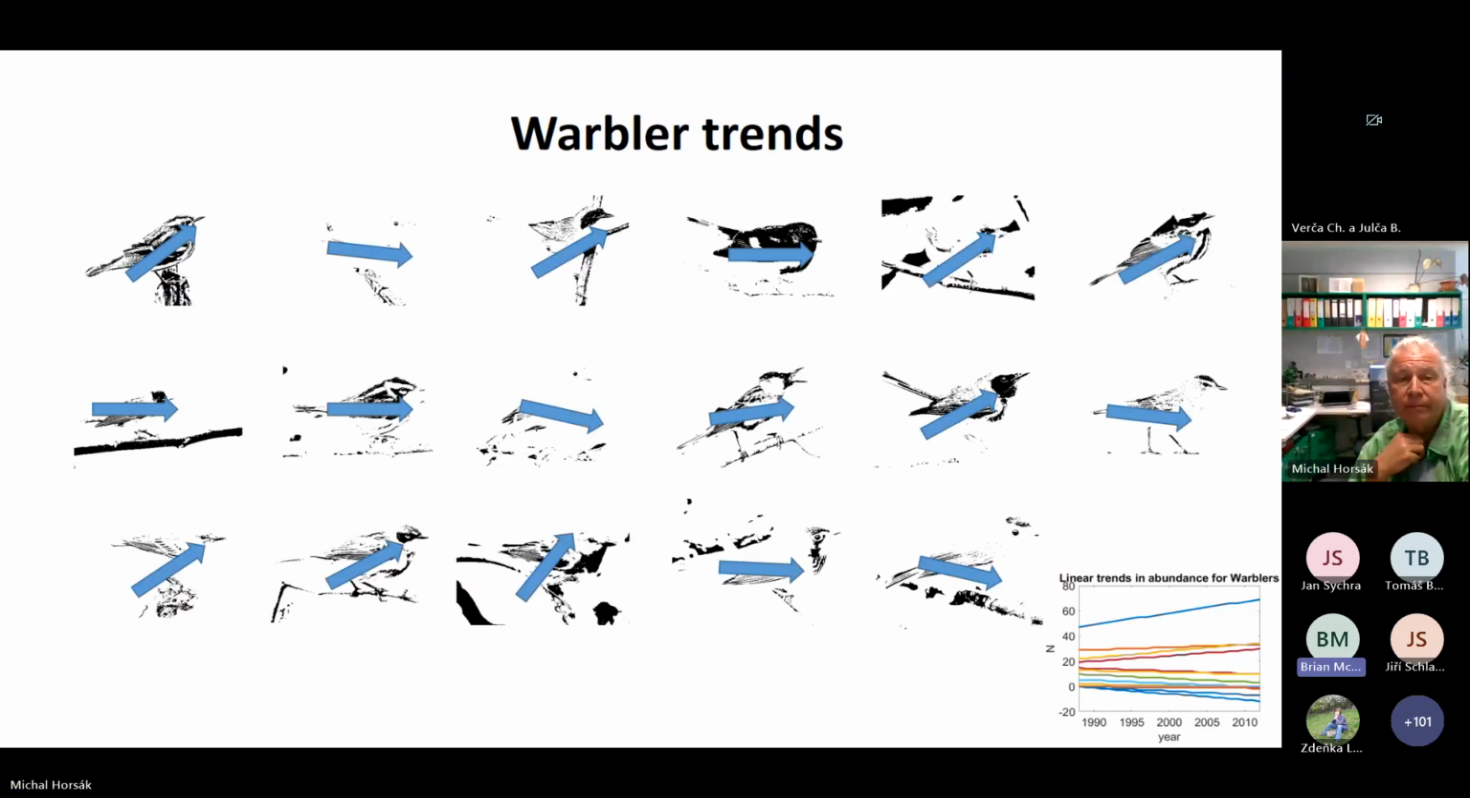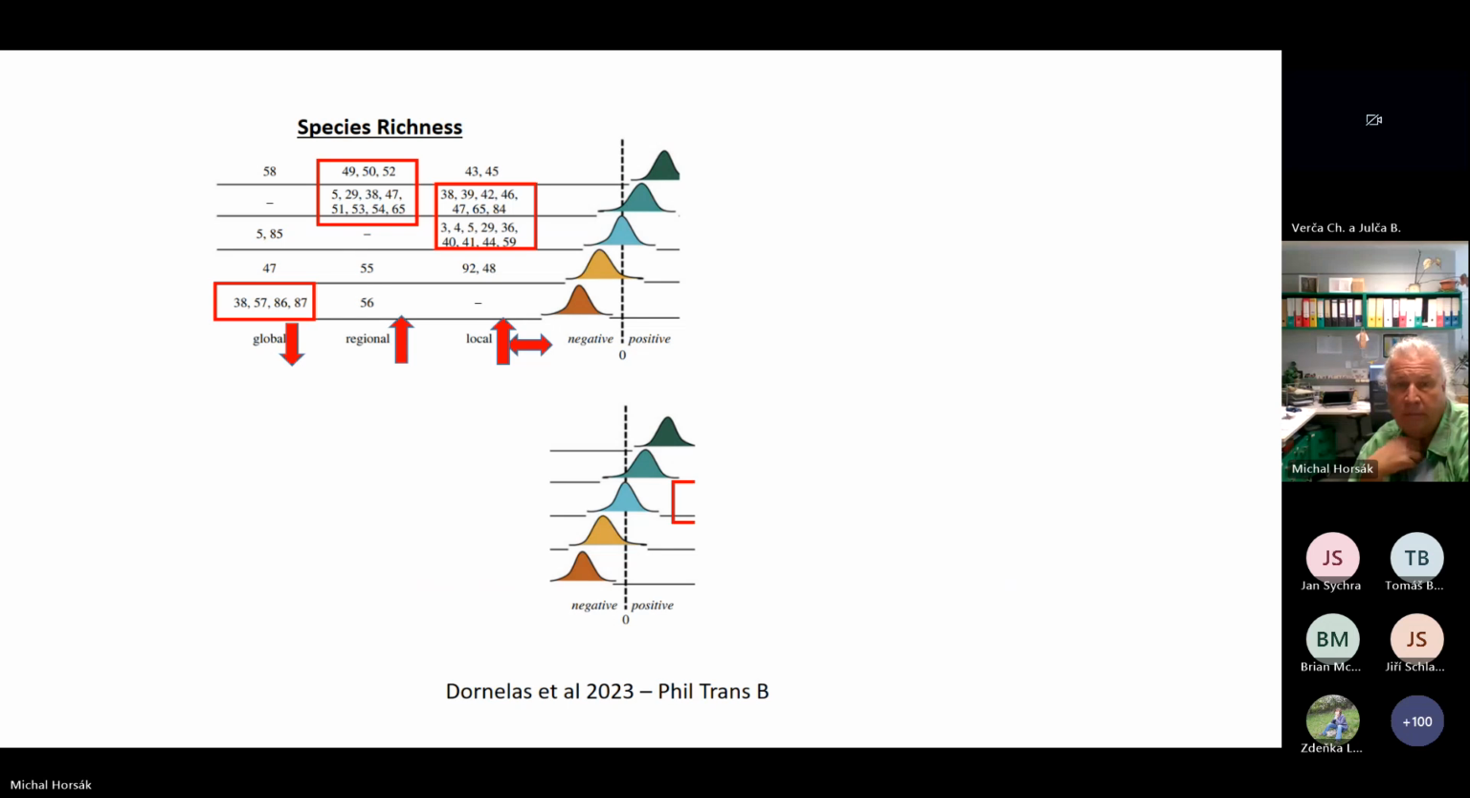Just to bring it back to the warblers, we get the same kind of story. Some are going up, some are going down. Net trend is not a whole lot of change. Go ahead. So this is a review paper that that group and a bunch of other people put out recently.